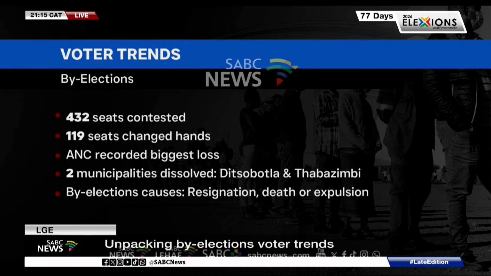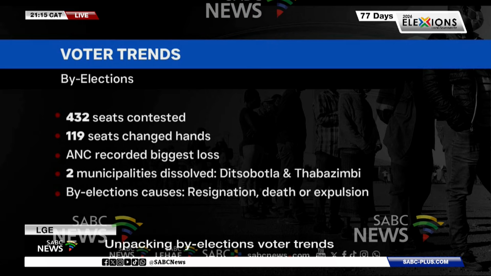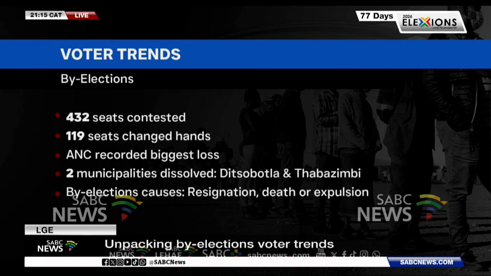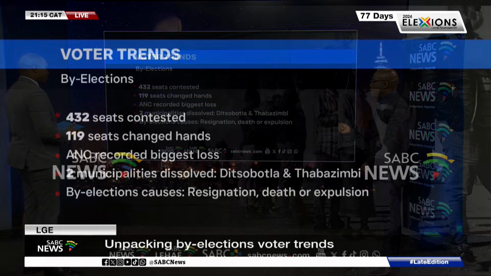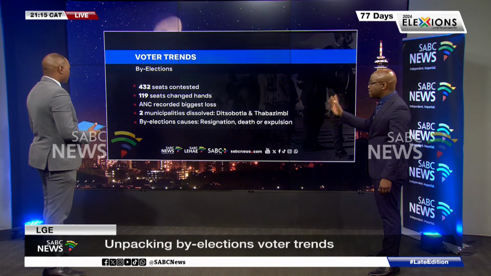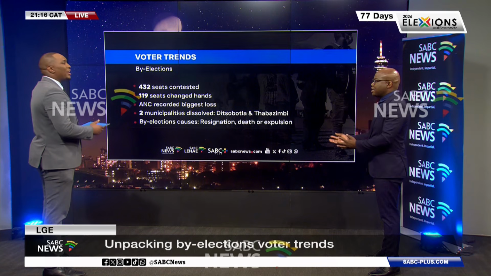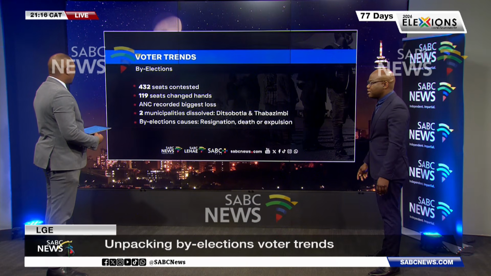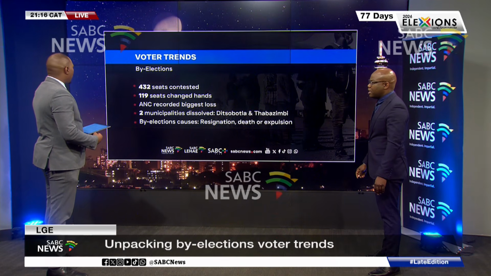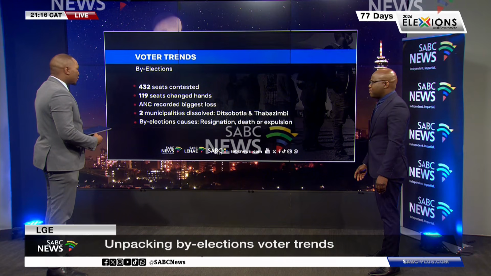Yes, we know that the province mostly affected by by-elections is KZN, with about 99 of the 432 seats contested there, and then you've got the Western Cape, which follows KZN. In terms of seats that changed hands, where someone else won the seat away from the party that originally had it, it was 119 seats that exchanged hands. If my math serves me right, that's just above 25% of those seats that were contested.